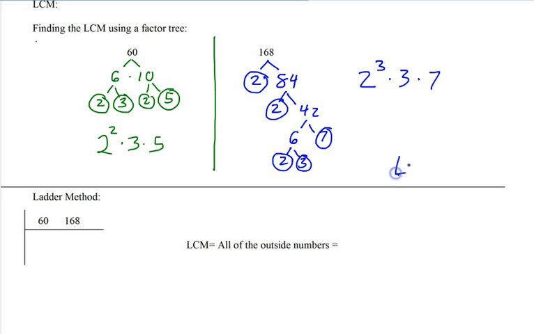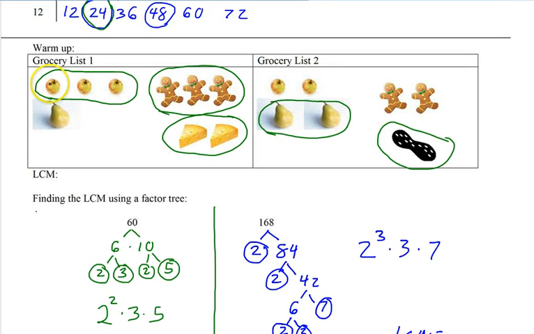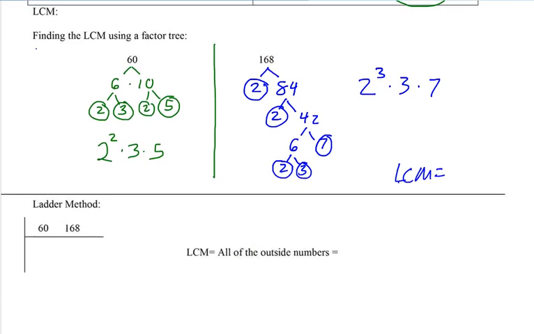So to find our LCM, remember, just like on our list up here, we want to go through and pick the biggest of each type, and then the biggest will cover the smaller numbers. So if we have a 2 squared and a 2 cubed, 2 cubed is the bigger, so we use that one. We have a 3 and a 3, well, we just need 1, and that 3 right here will cover that 3.